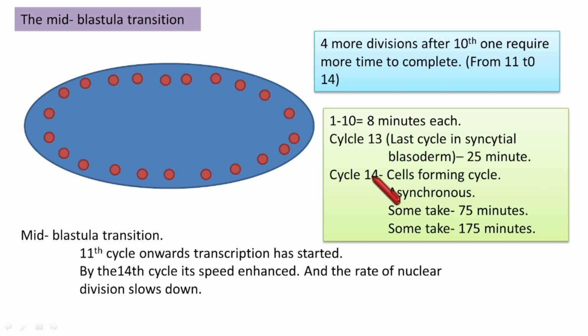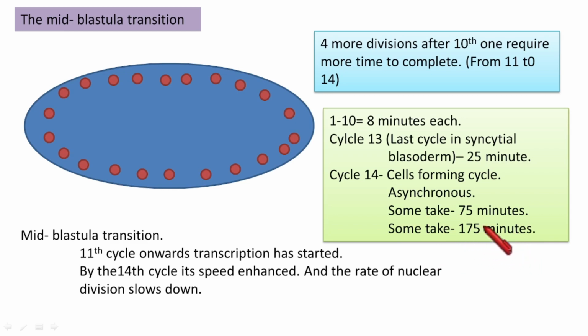Then coming to cycle 14, during or after this cycle, the embryo turns into a cellular blastoderm. And the nature of division is asynchronous. Asynchronous means the time required for the division of each nucleus, each cell, is different, it's not the same. Some take only 75 minutes to complete the division and some take 175 minutes.